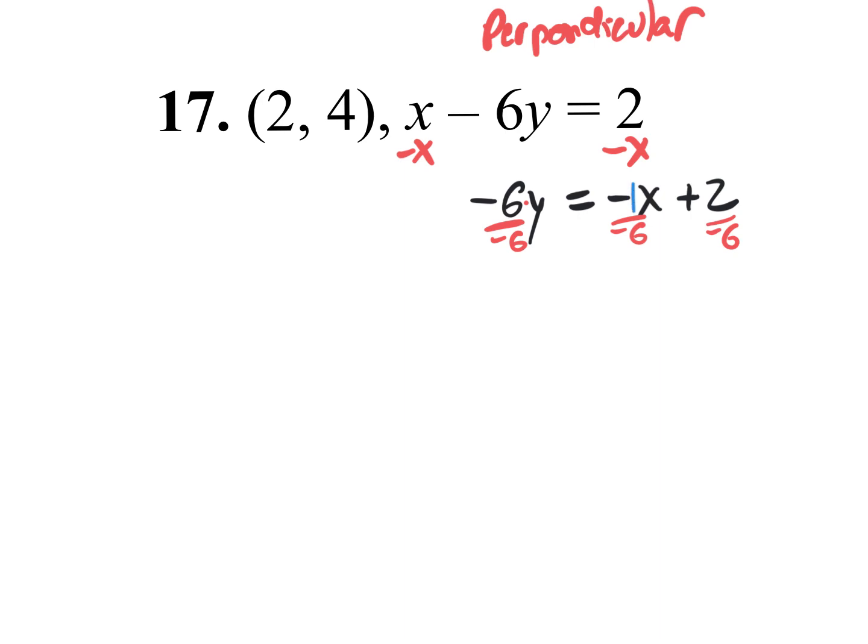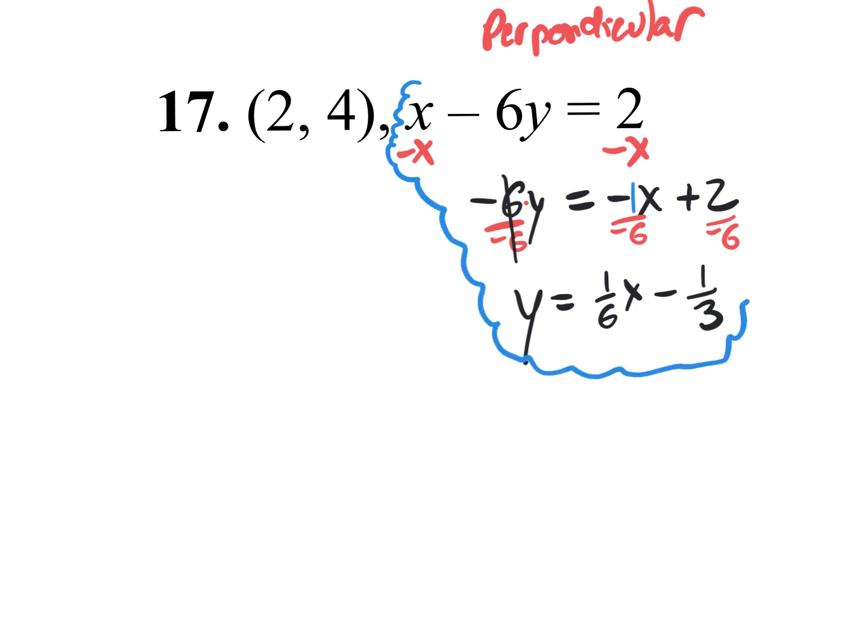So when we divide, that cancels out, y all by itself. y equals a negative divided by a negative is a positive, 1/6x, and then 2 over negative 6, a positive divided by a negative is a negative. 2 you can't divide by 6, but that fraction 2/6 could be reduced by 2, and it'll become 1/3. So all I did was take the original equation that they gave us and change it to slope-intercept form. Why did I do that? So I could identify its m value. What's the m value? 1/6.